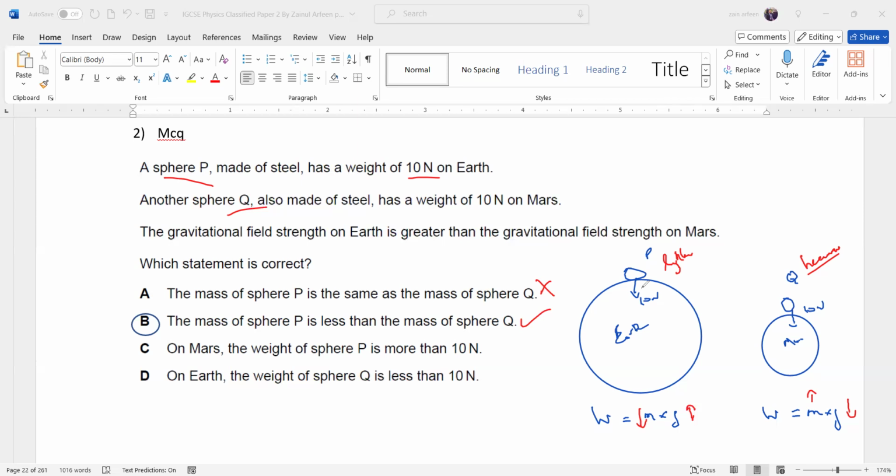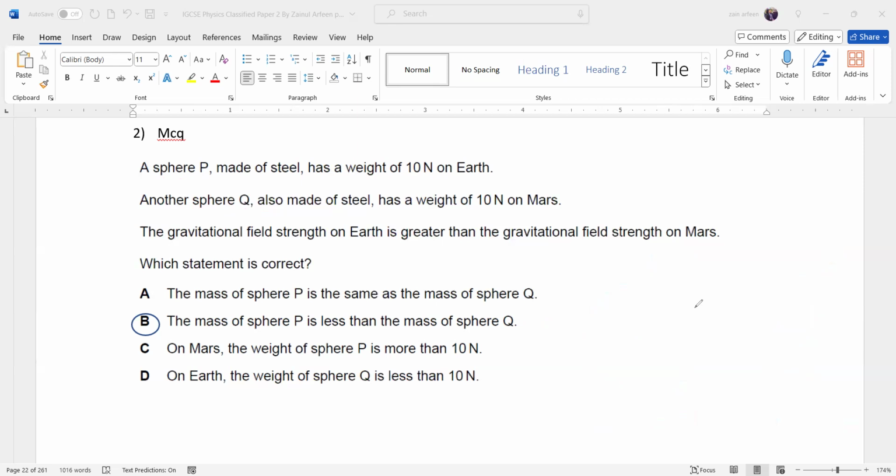Is it clear why B is the right answer? Yes, sir. Yes. And what about option C? On Mars, the weight of P is more than 10 Newton. If its mass is less, its weight will be less than 10 Newton. And on Earth, the weight of Q is less than 10? No, it will be more than 10, because its mass is more and the gravity is stronger. So its weight will be more than 10 Newton on Earth.